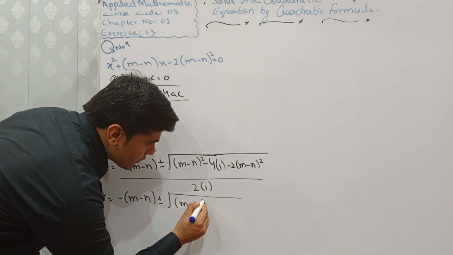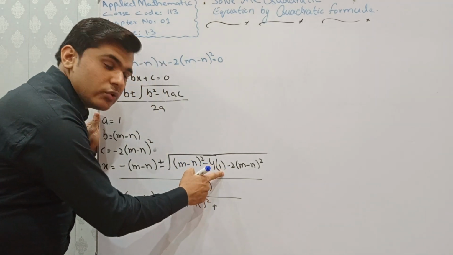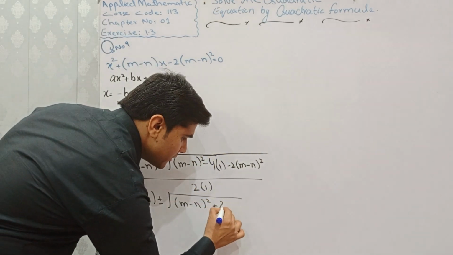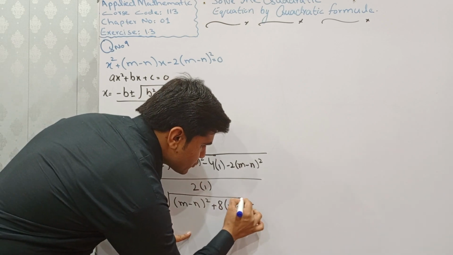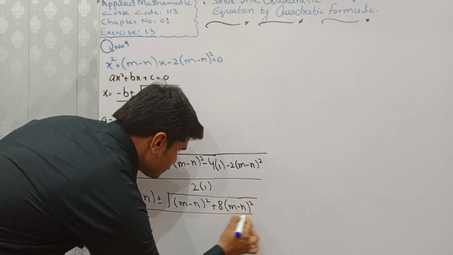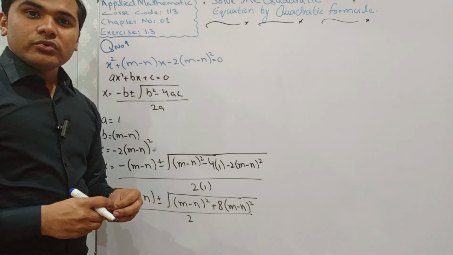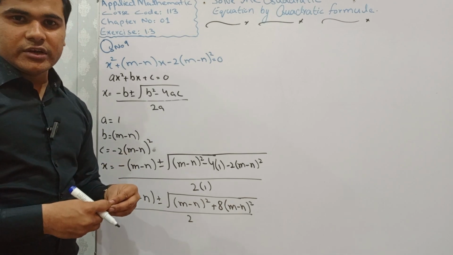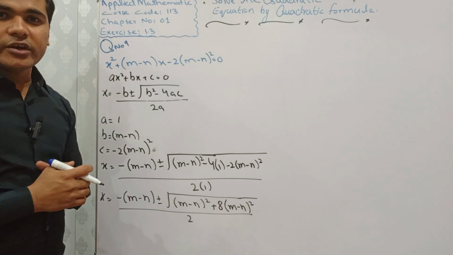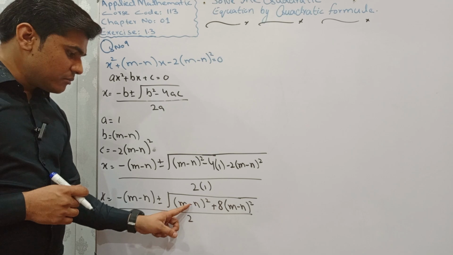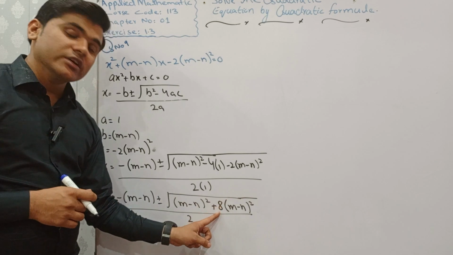So (m − n)² plus 4 ones are 4, 4 multiplied by 2, the answer will be 8(m − n)² upon 2 ones are 2. Clear? So according to the addition rule of a variable, if we have same bases, simply we add the coefficients of the variables. So here the coefficient of (m − n)² is 1, and here the coefficient of (m − n)² is 8.